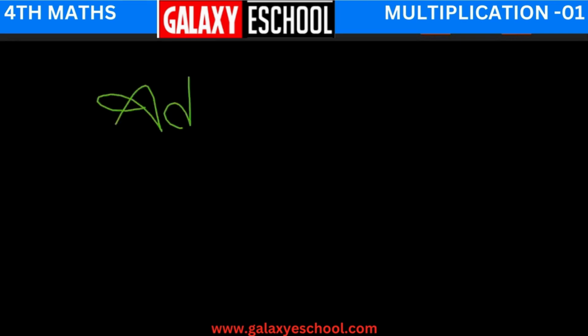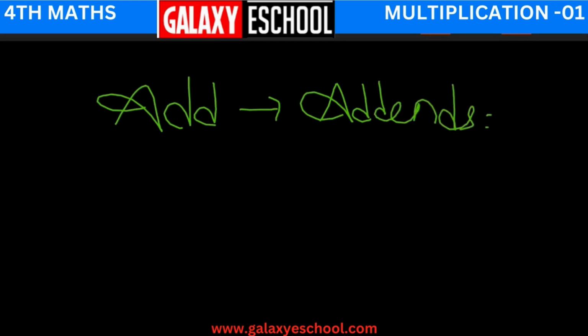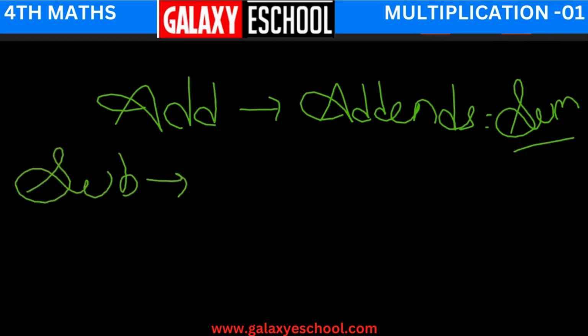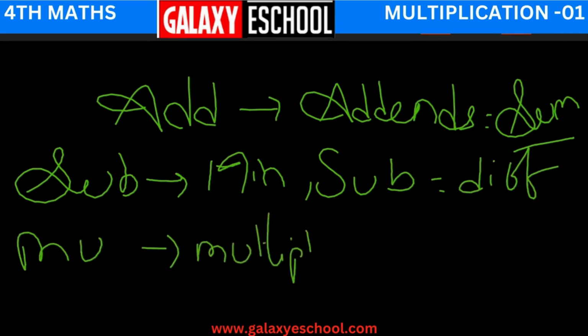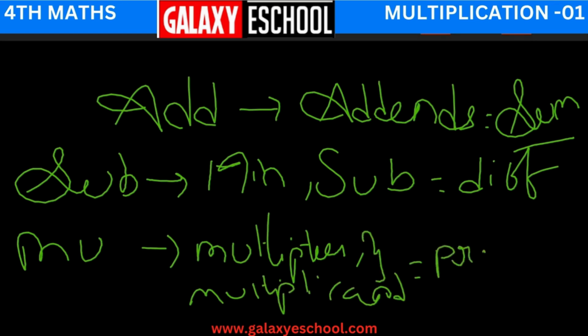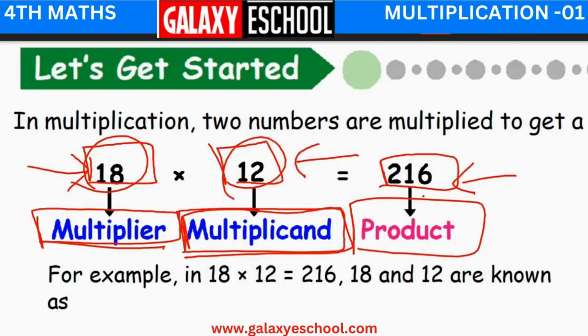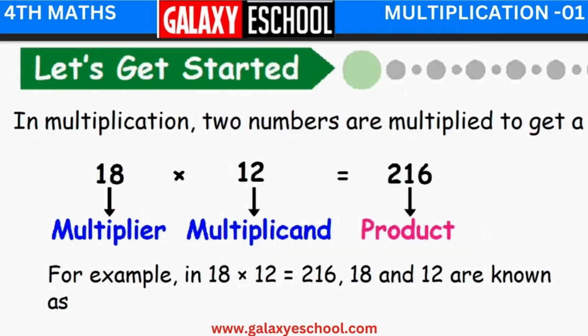Now see, when we add two numbers, the numbers are called addends. The numbers which we are adding are called addends, and the answer is called the sum. In the same way, when we are subtracting, the bigger number is called the minuend and the smaller number is called the subtrahend, and the answer is called what, children? Difference. In the same way, when we are multiplying, the first number is called the multiplier, the second number is called the multiplicand, and the answer we get by multiplying these two is called the product. This is the basic introduction about multiplication.